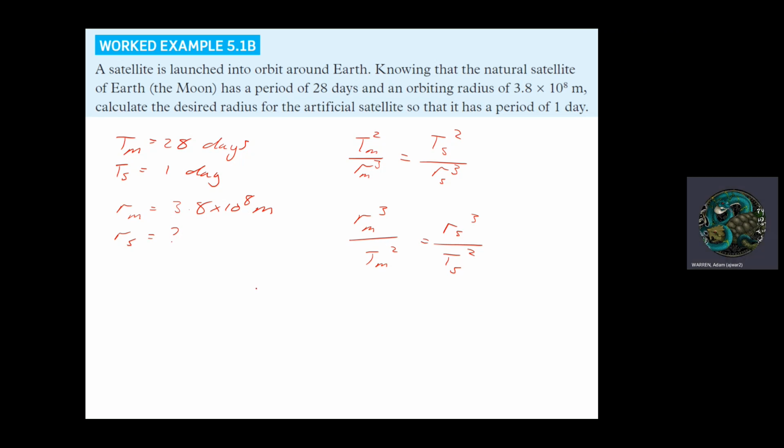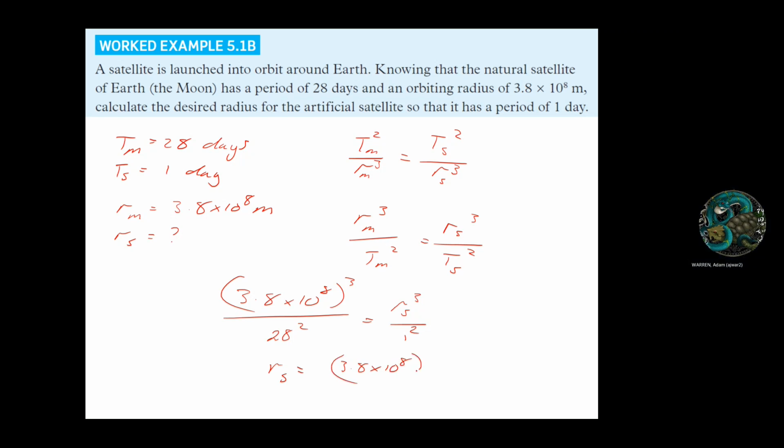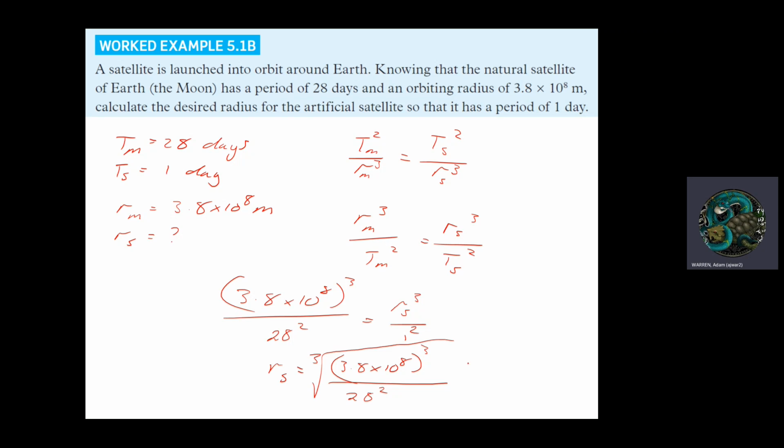Let's do some substituting. So our radius is going to be 3.8 times 10 to the 8 cubed divided by 28 squared. That's going to equal RS cubed over 1 squared. So that's just going to vanish. So therefore, our radius of our satellite would equal 3.8 times 10 to the 8, the whole thing is cubed, over 28 squared. And we are going to take the cubic root of this.